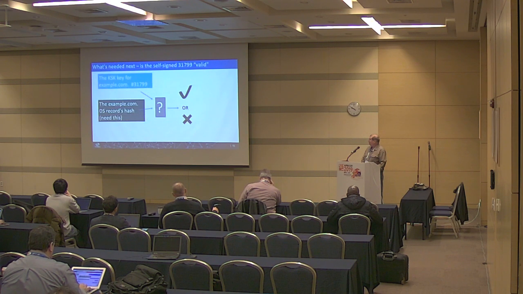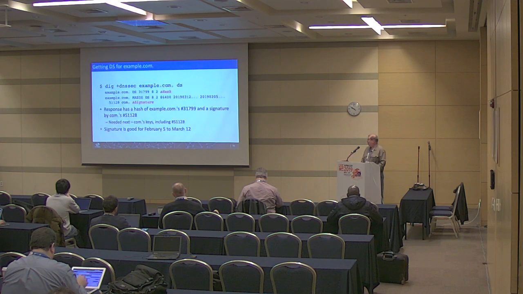So I'm going to do this check here where I have the key, the KSK, and I need example.com's DS record, which has a hash value in the middle of it. But I don't have that record. Well, I probably would have, but let's say I don't have it. So I have to go get it. So I dig for the example.com DS record, and I get back an answer which has this DS record and has a hash. And it's also signed.